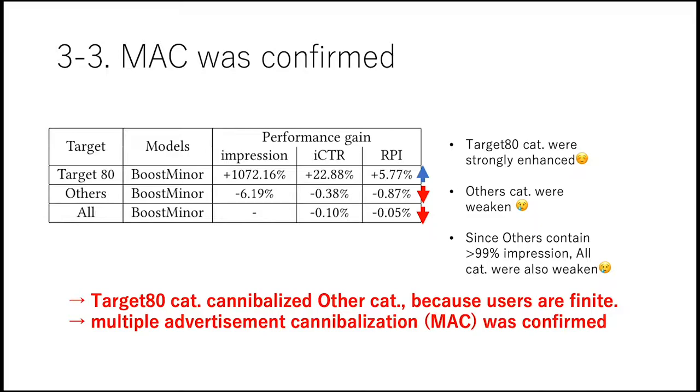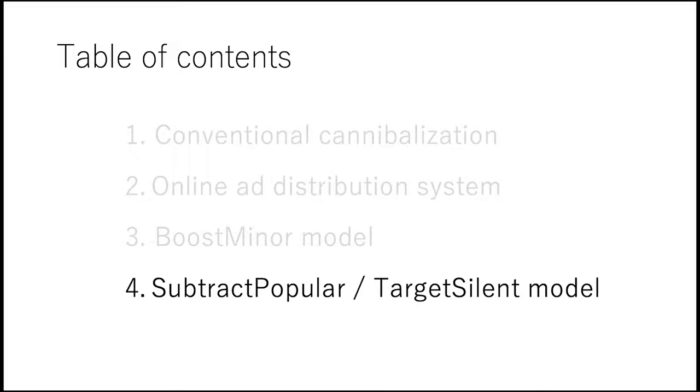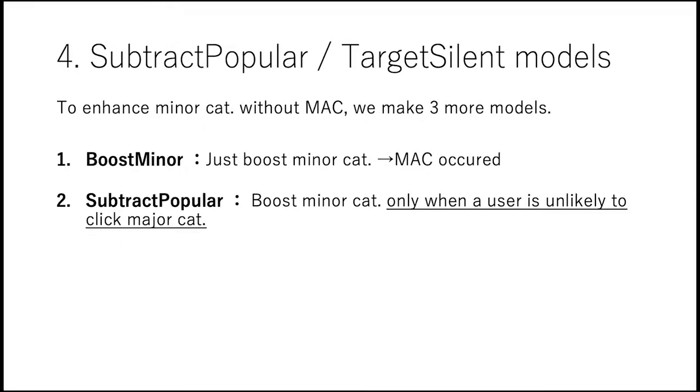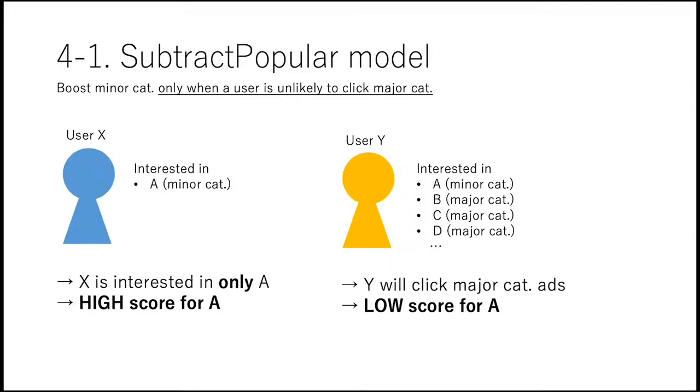To solve the MAC and minor category problem at the same time, we developed these two models. The SubtractPopular model is a model that boosts minor category only when a user is unlikely to click major category. For example, user X is interested in only category A, then X is less likely to click other major category ads. So we want to add a high score for category A for user X. On the other side, user Y is interested in many categories, then Y will click major category ads. So we want to add a low score for category A for user Y.